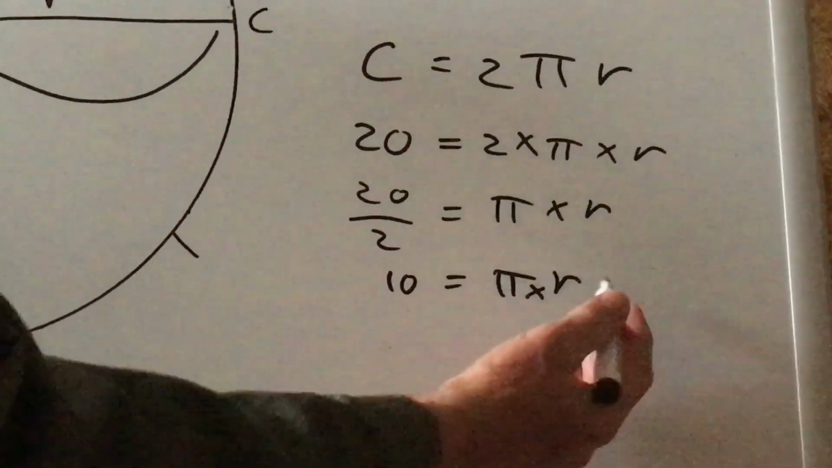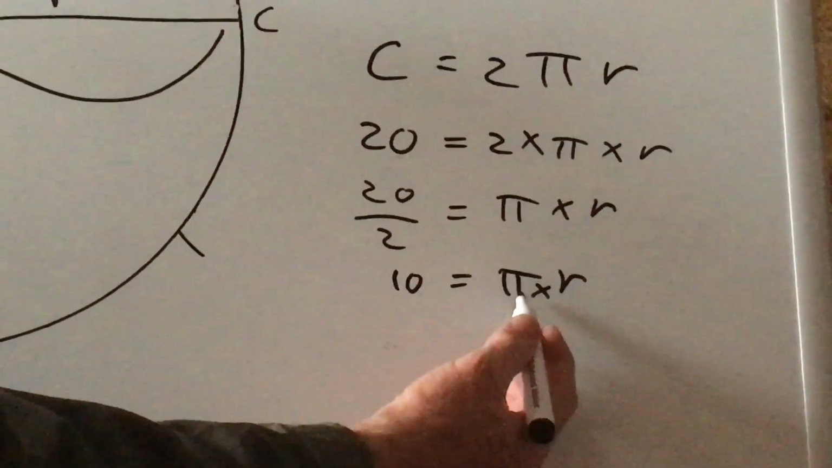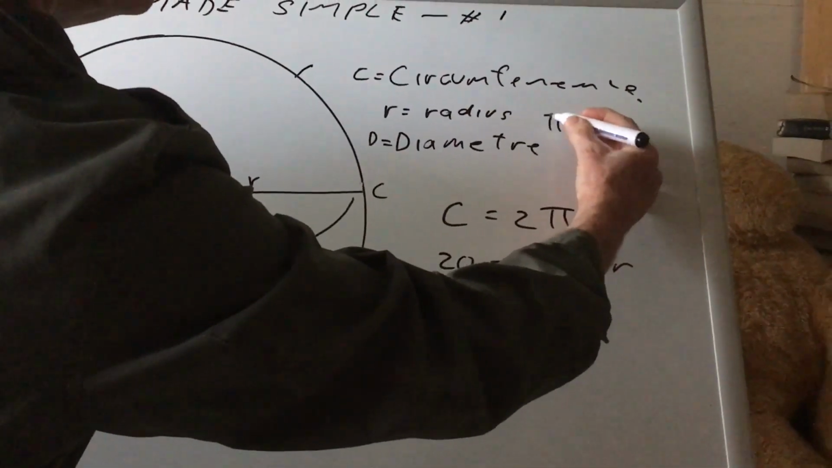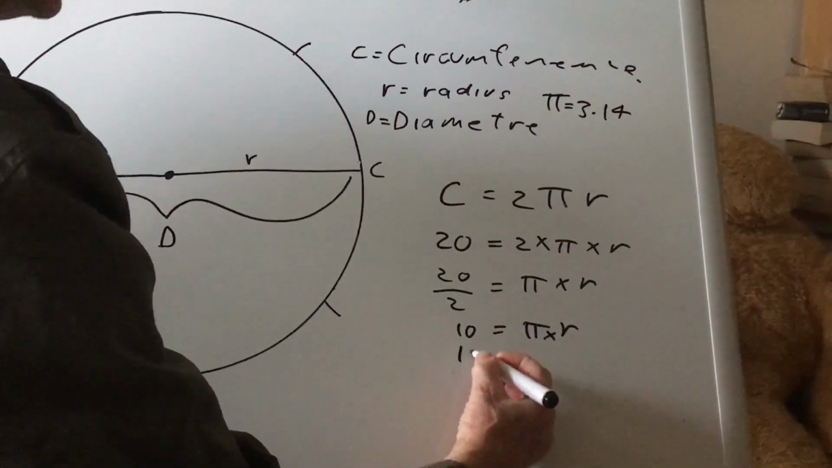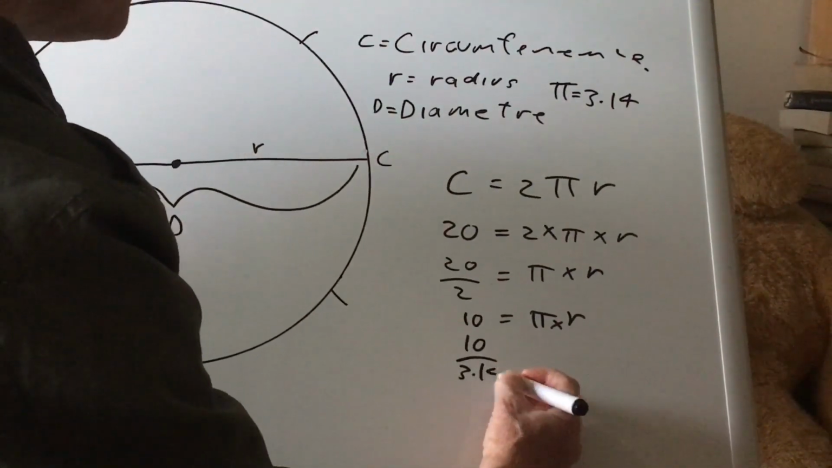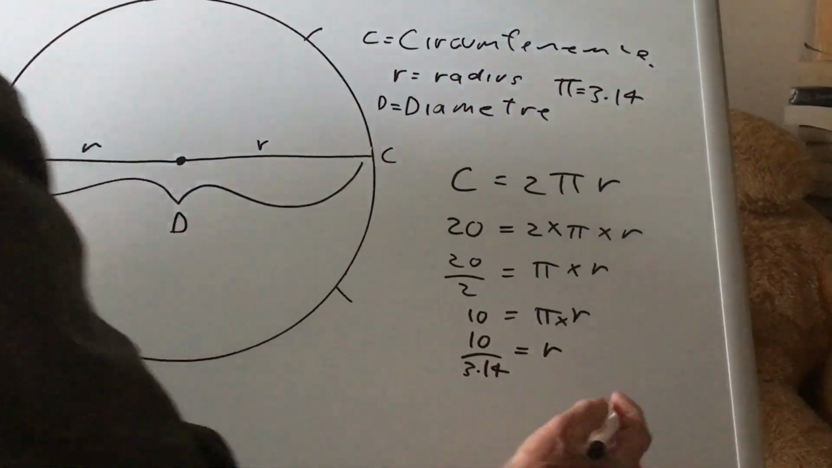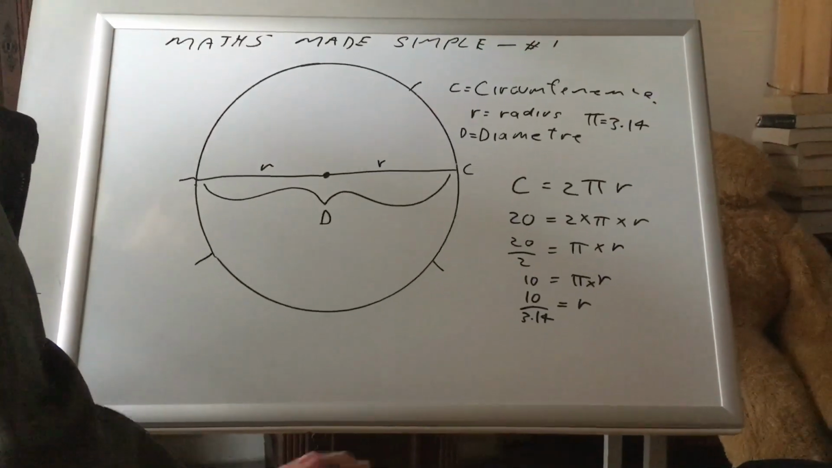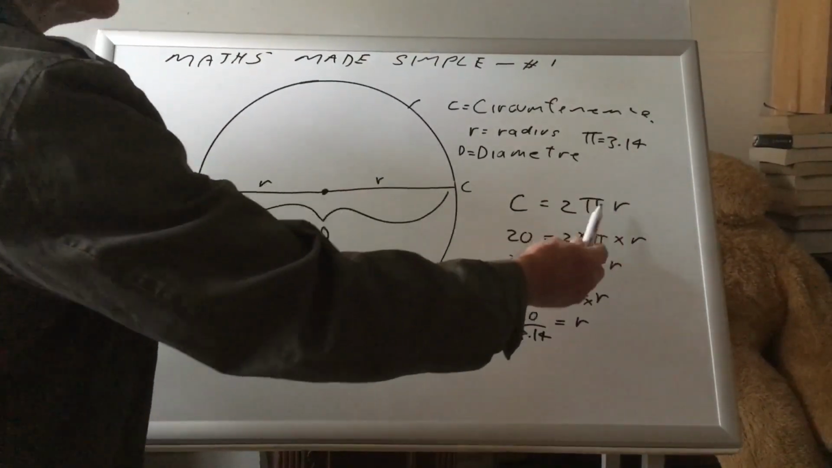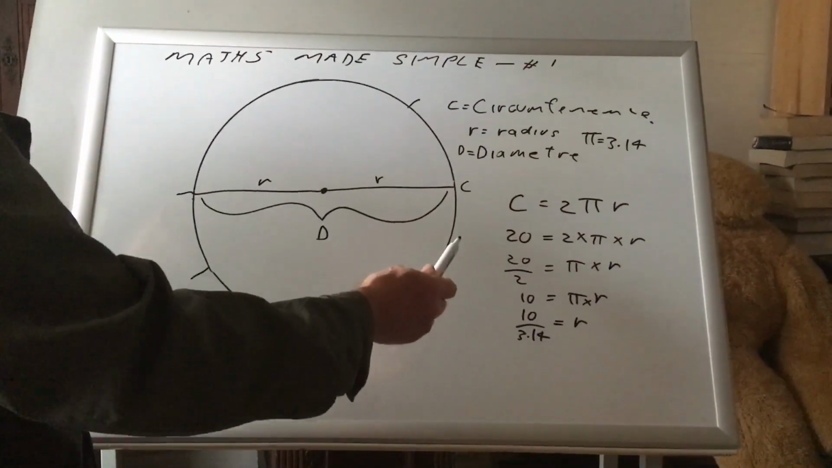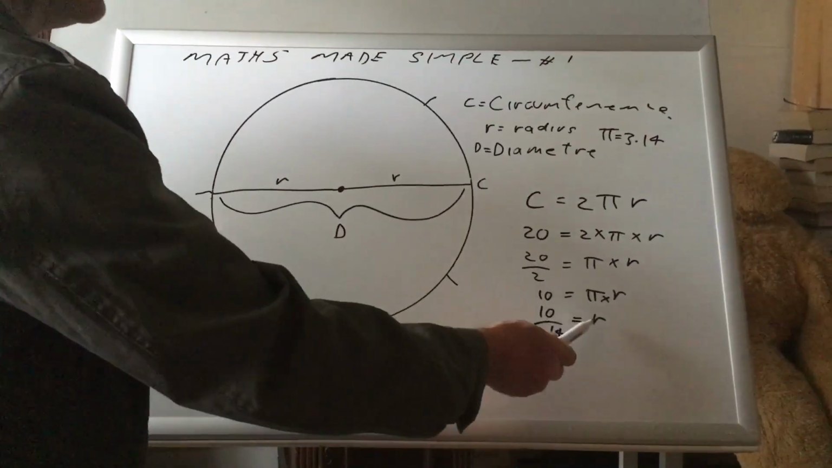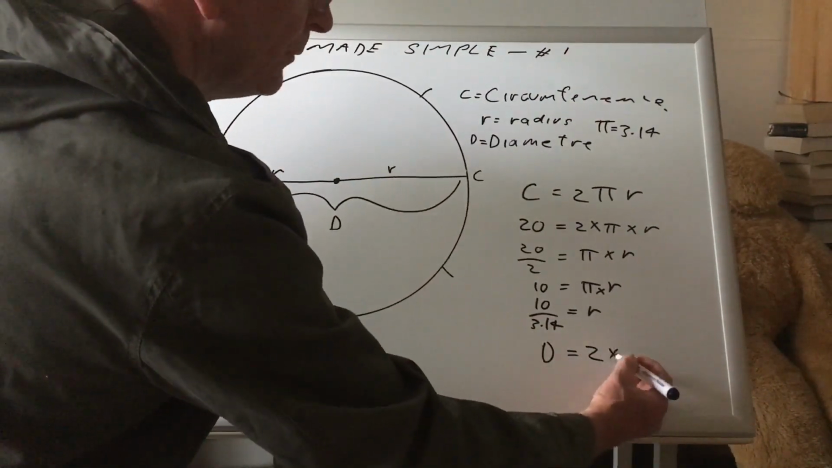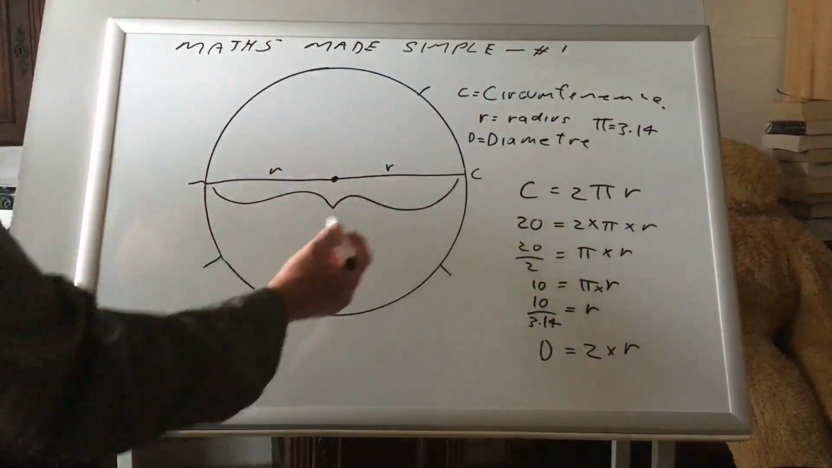So now we divide both sides by pi, which we know is a number, 3.14 approximately. So 10 divided by 3.14 equals r. So that's how you work out what r is. You just do that on your calculator. So if you've got a circumference, you can work out the radius. If you've got a radius, you can work out the circumference. If they said, what is the diameter? Remember, the diameter equals 2 times r. It's just 2 r's together.